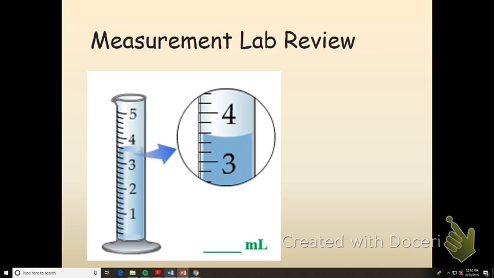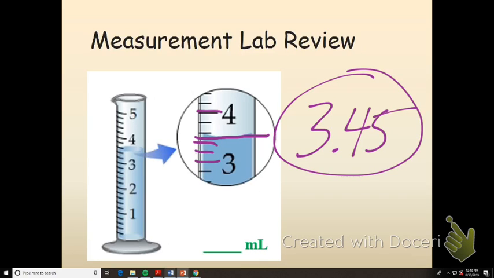Okay? So I go, this is 3 and this is 4, and there are 5 lines, so each line is going up 0.2. So 3.2, 4.2, it's right in between, so 3.4, maybe 3.45, because we always want to be accurate in our results. And I'm going to tell you the one on the test is easier than this one. It's going to be the standard one that you saw, where each line means 1 milliliter. Okay? I'm not going to make it as difficult as this one.